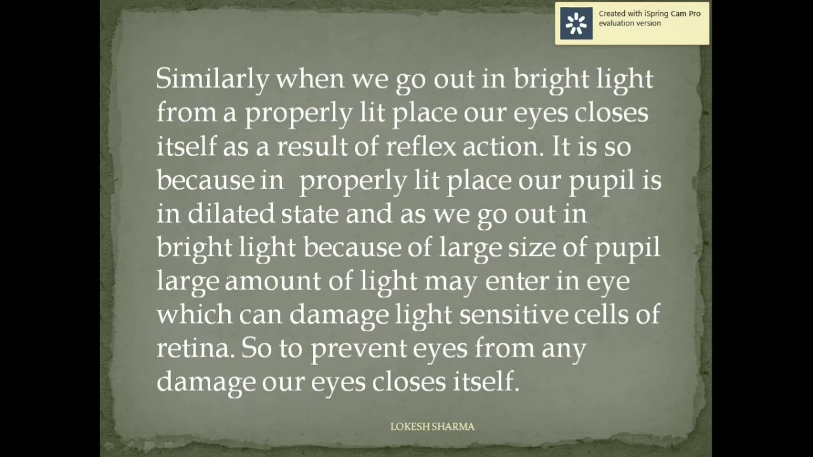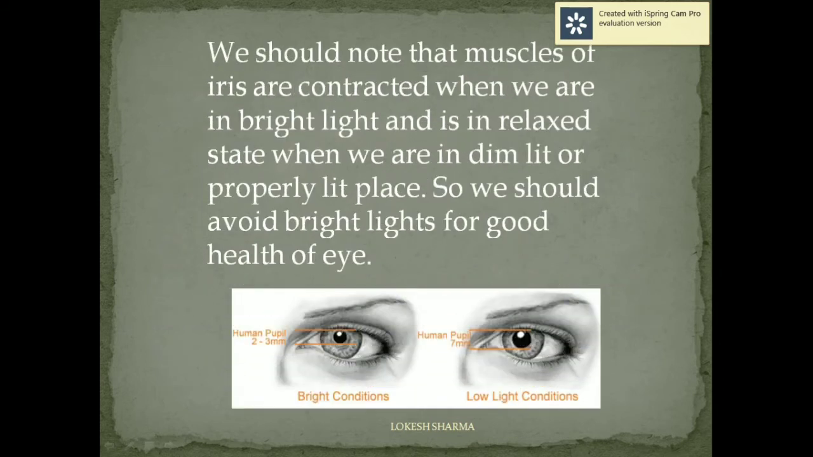Similarly, when we go out in bright light from a properly lit place, our eyes close by themselves as a result of reflex action. It is so because in a properly lit place, our pupil is in a dilated state, and as we go out in bright light, because of the large size of the pupil, a large amount of light may enter the eye, which can damage the light sensitive cells of the retina. So to prevent the eyes from any damage, our eyes close by themselves.